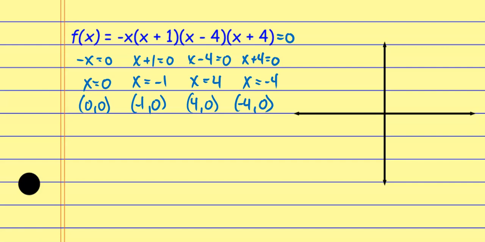And now from here, I'm going to plot these. Let's see. I can space those out just a little bit more. And so I plot these points. Here we go. See, I've got it at -4. I've got it at -1, 0, and +4. Okay, so those are my x-intercepts.